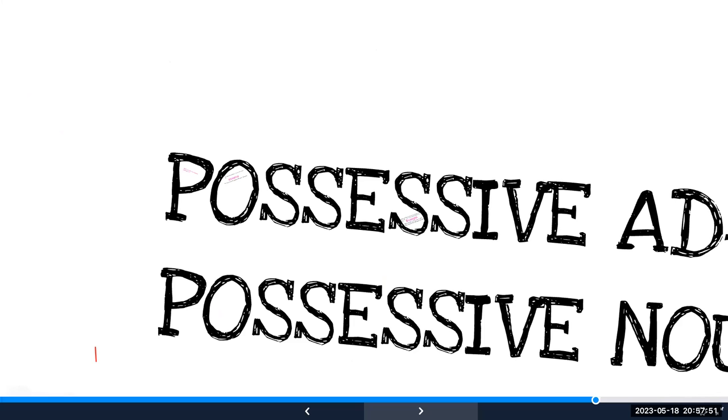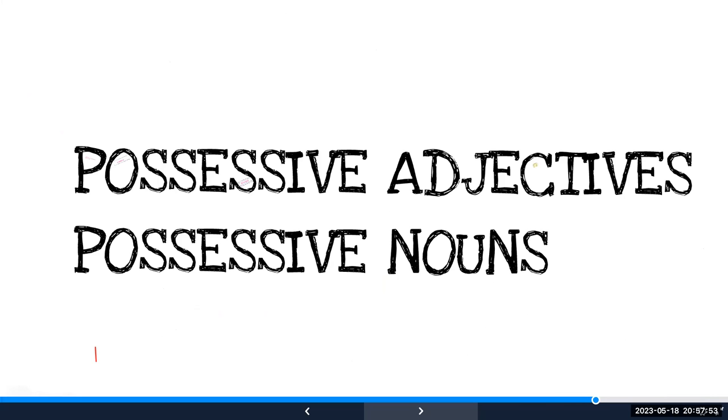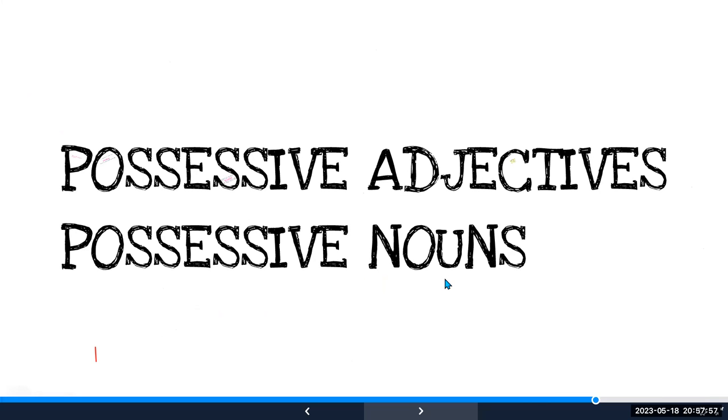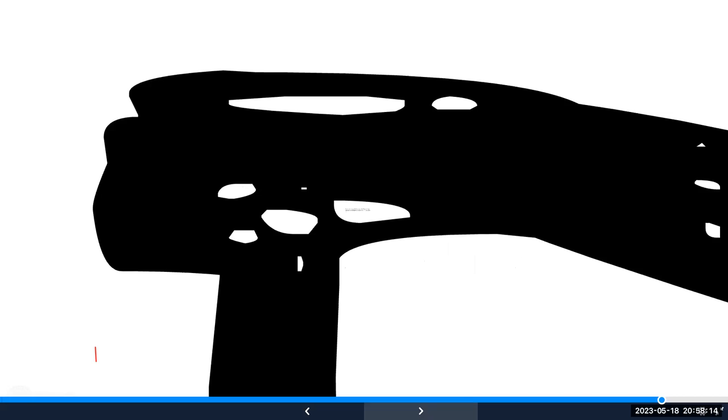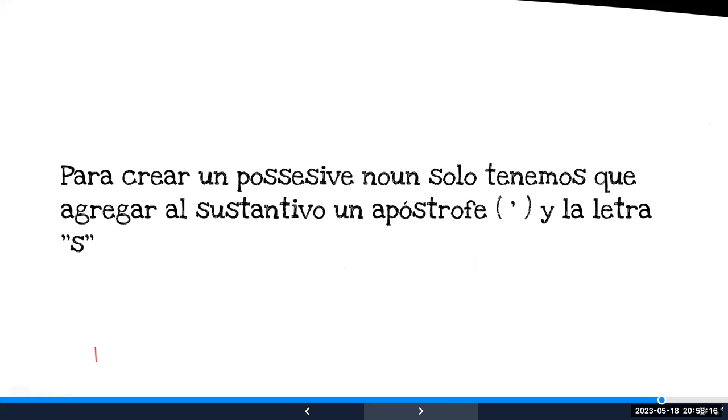Ah, but I have something else. Tengo algo más aquí. I got possessive nouns. Be careful about it, because at the beginning we started talking about possessive adjectives, and now I'm talking about possessive nouns. Estoy hablando ya de dos. Estoy hablando ahora de nombres posesivos. Okay, ¿me lee por favor alguien?